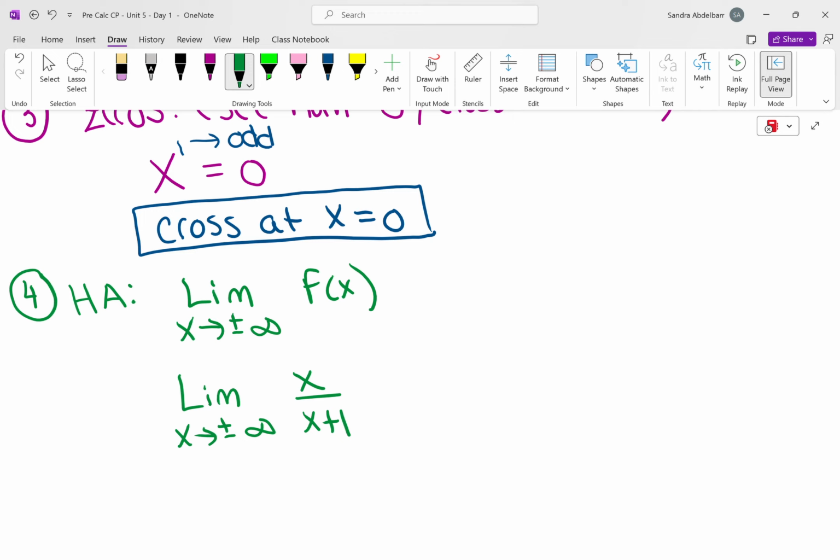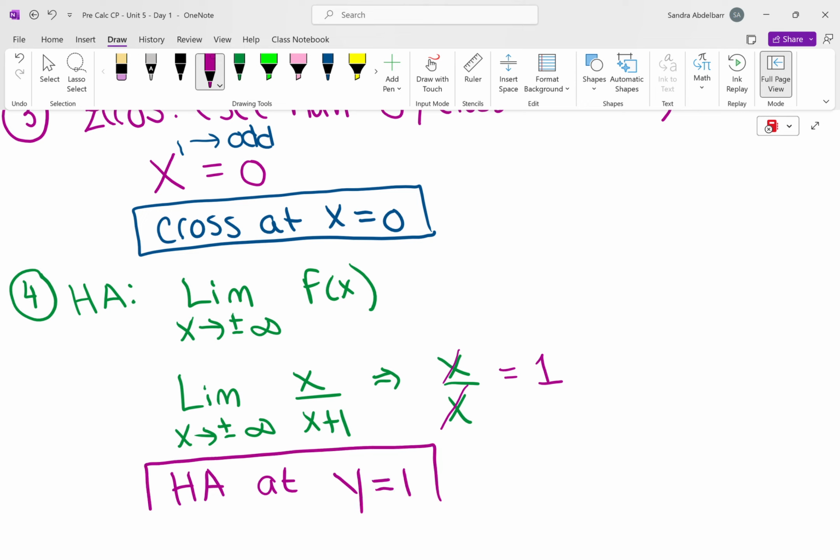I know it was a while ago, but remember when we learned limits? Anytime we were taking the limit to infinity or negative infinity, you would take the most influential term on top over the most influential term on the bottom. What's the most influential term on the top? X. On the bottom? X. Then we simplify. What does x over x simplify down to? 1. This means we will have a horizontal asymptote at y equals 1.